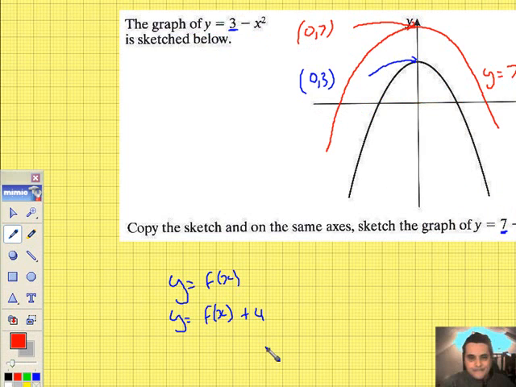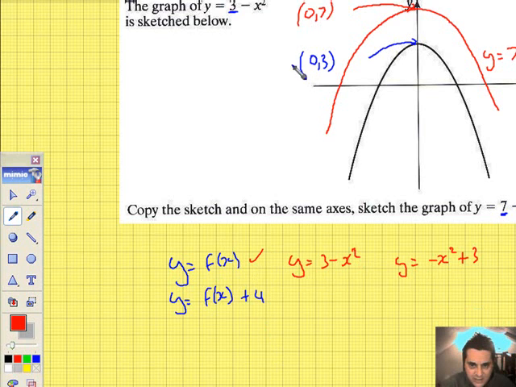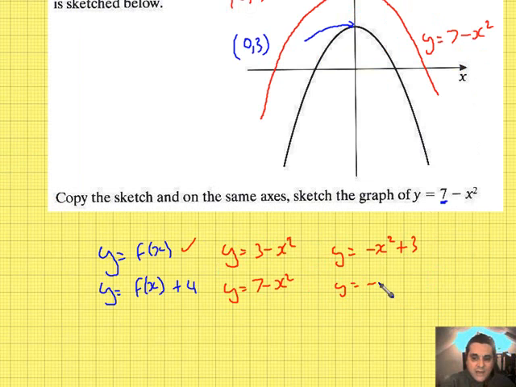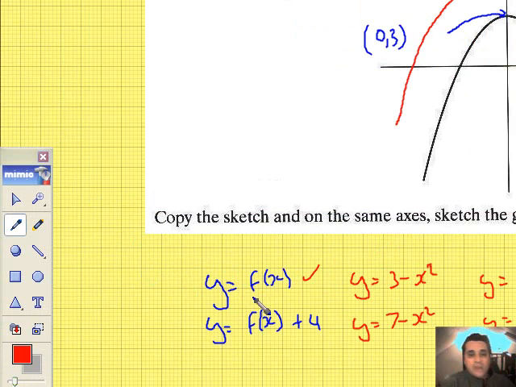Now that is a really easy question. It doesn't ask me to explain this, but that's the function. Let's just compare. y equals 3 minus x squared, or we can call it y equals minus x squared plus 3. Then here I've got the function y equals 7 minus x squared, or y equals minus x squared plus 7. And clearly, to go from 3 to 7, I must add 4 units. To go from my original function to the transformed function, I must add 4 units.